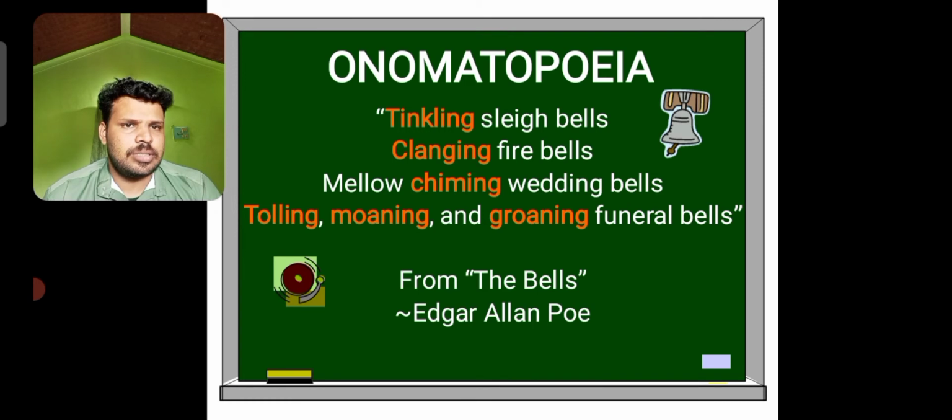Here is one more example. Twinkling sleigh bells, clanging fire bells, mellow chiming wedding bells, tolling morning and groaning funeral bells. These are lines from the poem The Bells by Edgar Allan Poe. In these lines we can see a lot of examples of onomatopoeia: tinkling, clanging, chiming, tolling, mourning, groaning. All the words represent their sound.